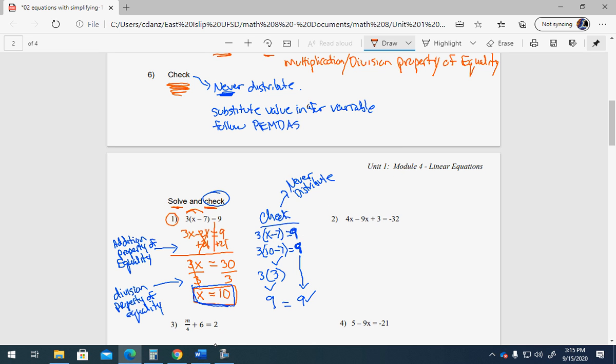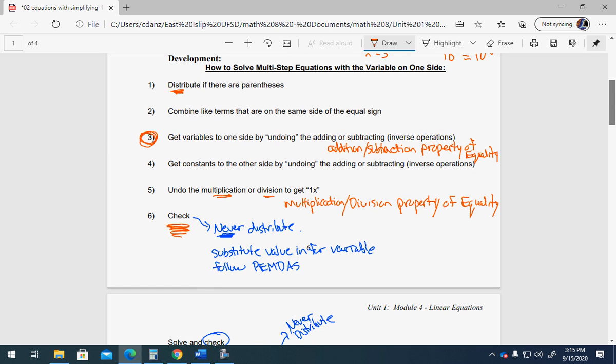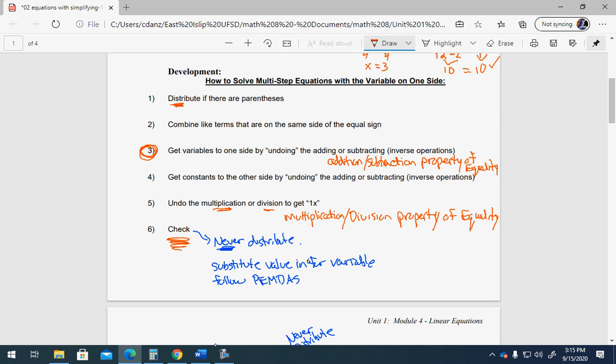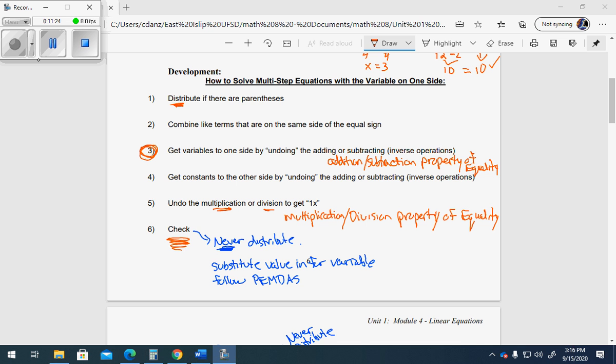So, number 2, here's the center of the equation. If we go look at the rules, we're supposed to distribute if we see parentheses. No parentheses. All right. So, I forgot where I was at.